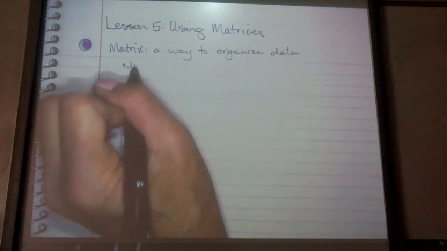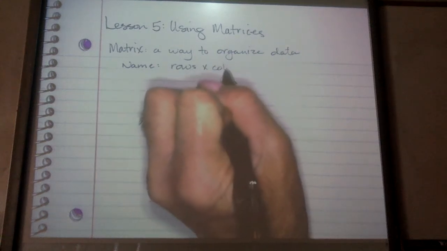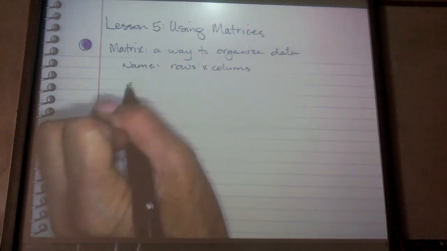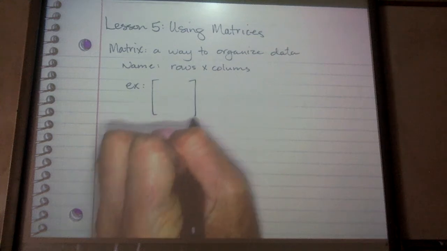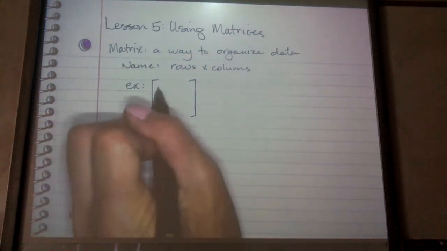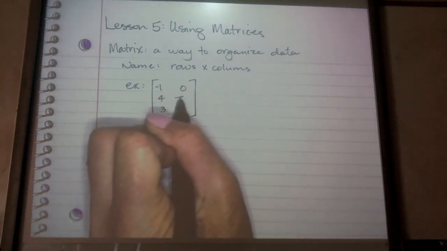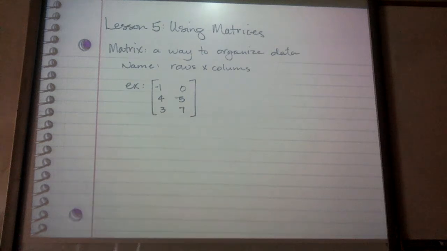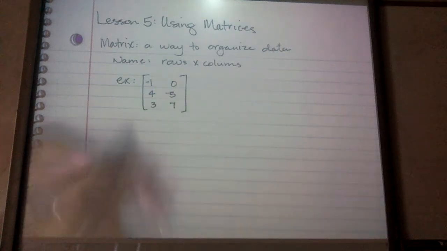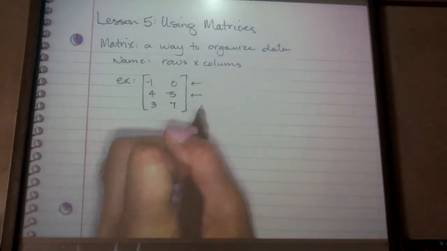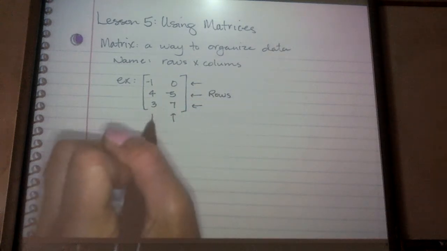And we name a matrix by writing its rows by columns. Example, if I have the following matrix, so I'm going to give you guys a matrix: negative 1, 4, 3, 0, negative 5, 7. Now, let's go over a couple things. These here are my rows. These are columns.